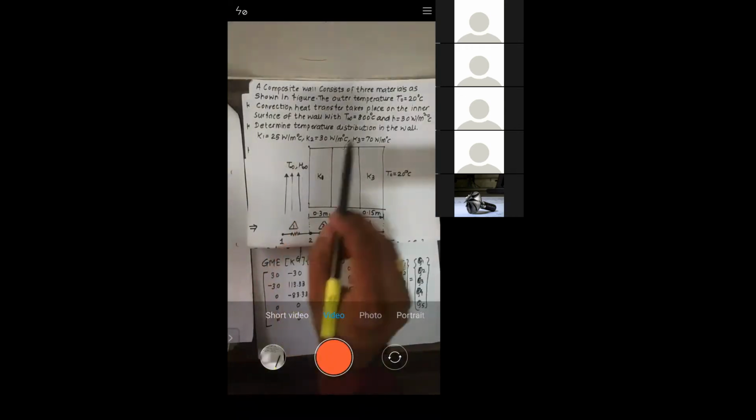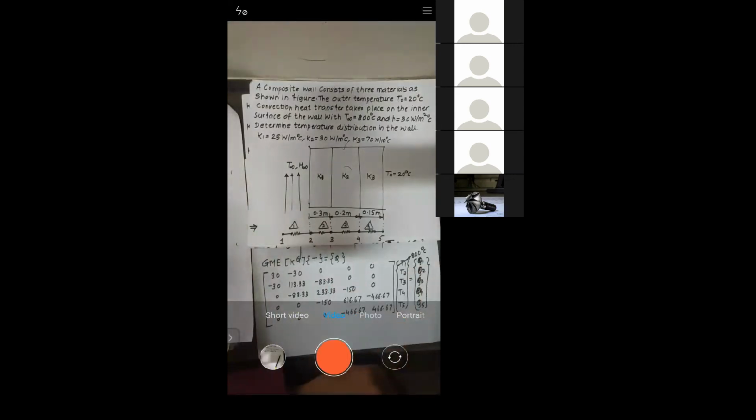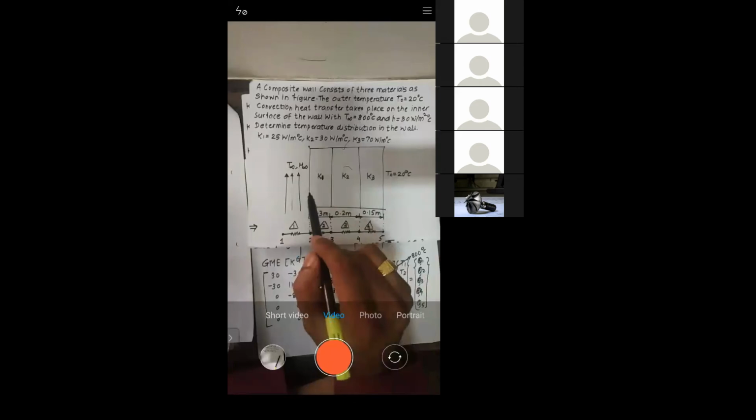Who said that it is infinite? See, it is given as T infinity, but its value is given as 800. So at node 1, T1 is 800, right? Yes or no? T infinity is given as 800. That means at node 1, temperature is 800.